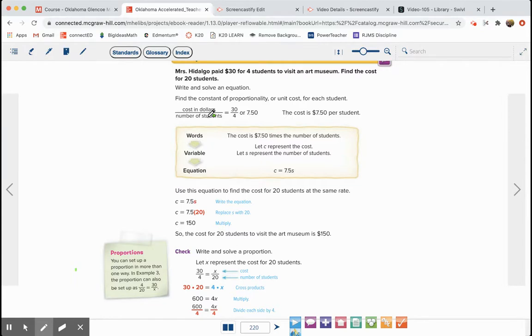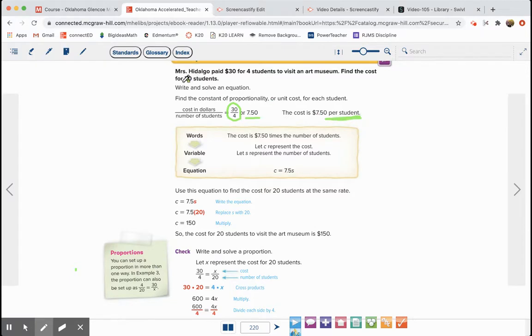So from here, instead of setting up your second fraction, you would go ahead and actually solve that. That means 30 divided by 4. If you plug that in your calculator, it's 7.5. So that means it's $7.50 per student. That means for each student.